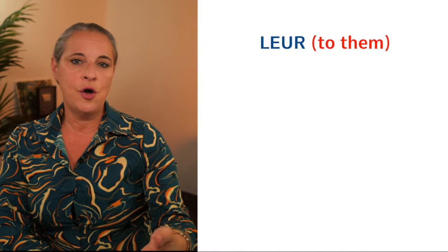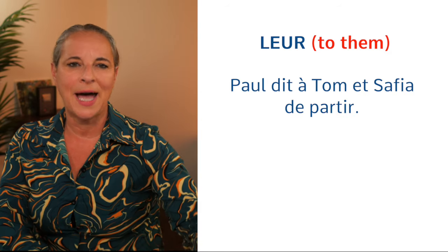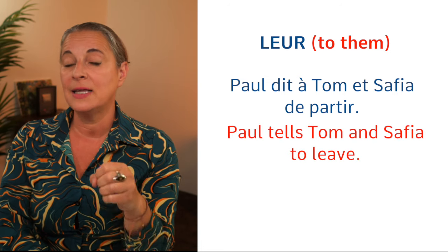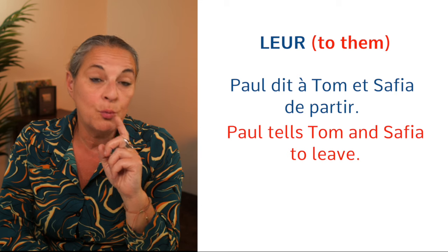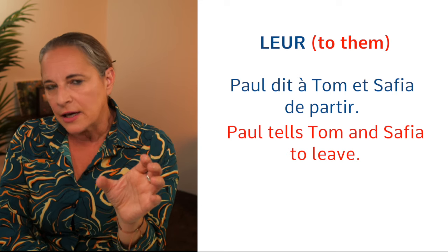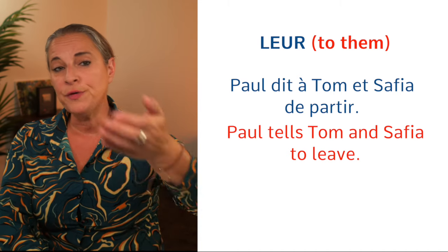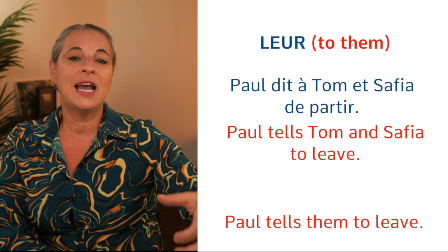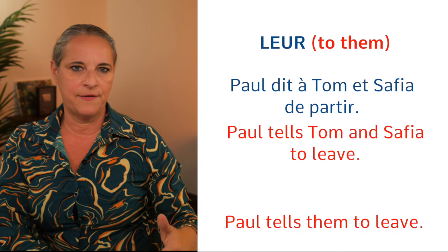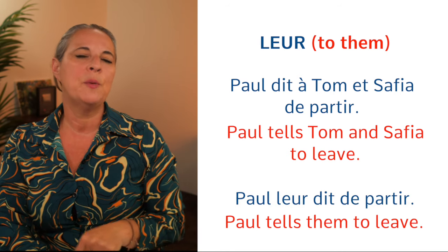Now to finish, how do you say to them? Well, to them is leur. For example, Paul dit à Tom et Safia de partir. Paul tells Tom and Safia to leave. So where is this indirect object complement? Well, it is à Tom et Safia. Now, if you were to replace Tom and Safia, we would say them. So put that into the indirect object complement. Paul tells them to leave. So in French, it will be Paul leur dit de partir.